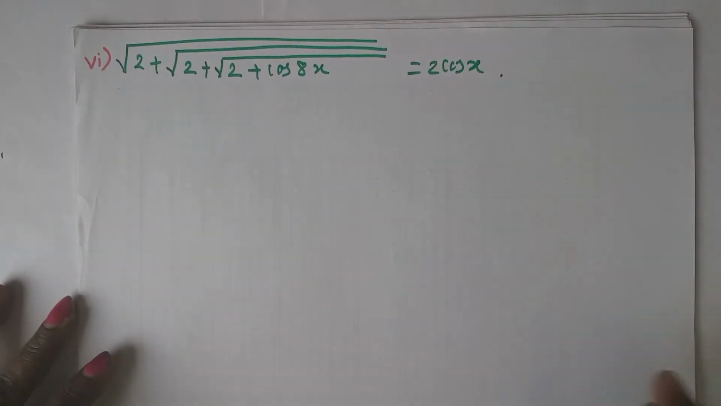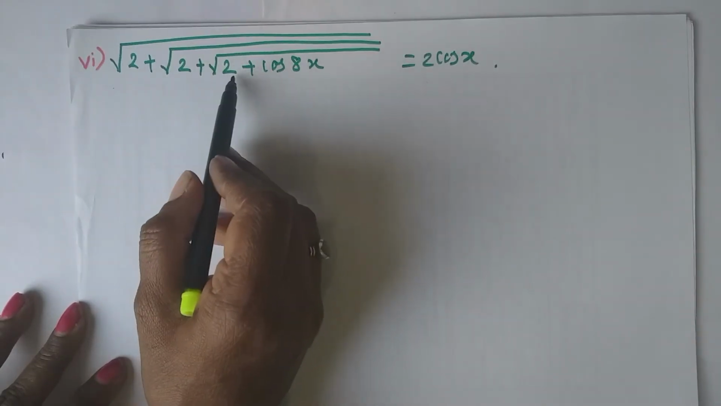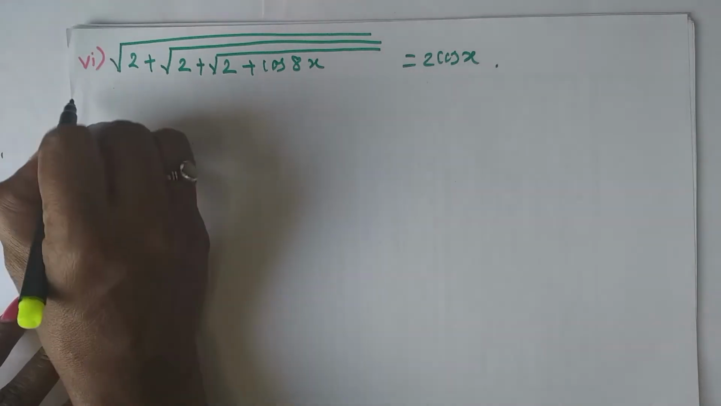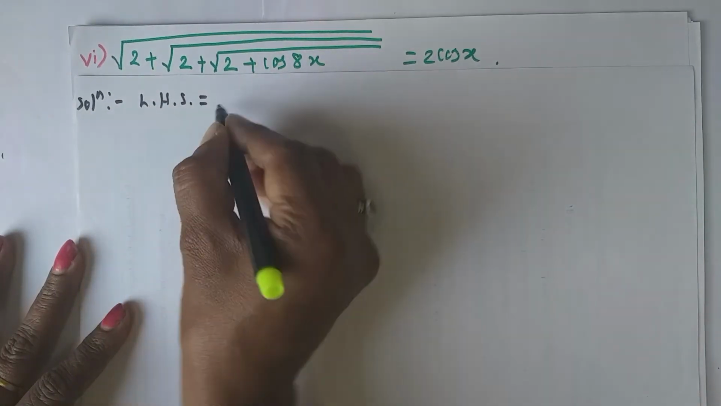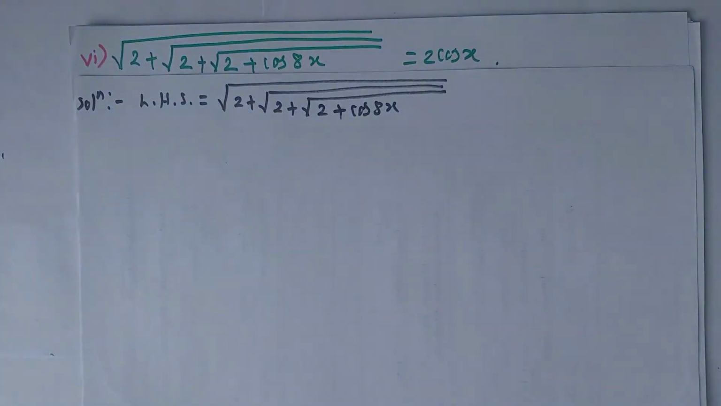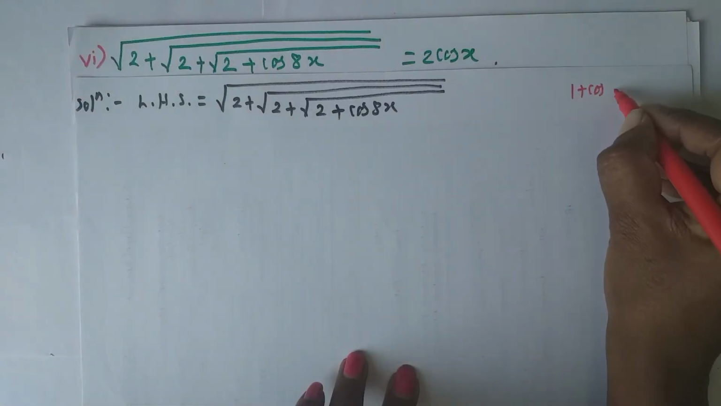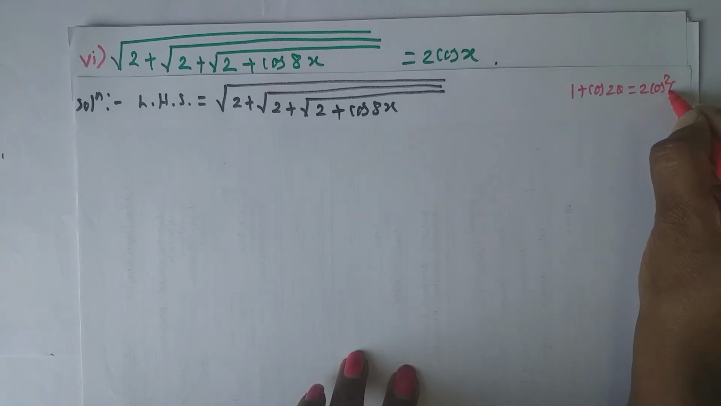Now see the next problem. Square root of 2 plus square root of 2 plus square root of 2 plus cos 8x is equal to 2 cos x. In the solution, you write down the left hand side as it is. Now here we will use one of the formulas which we have studied in our previous lecture, that 1 plus cos 2 theta is equal to 2 cos square theta. We will use this formula.